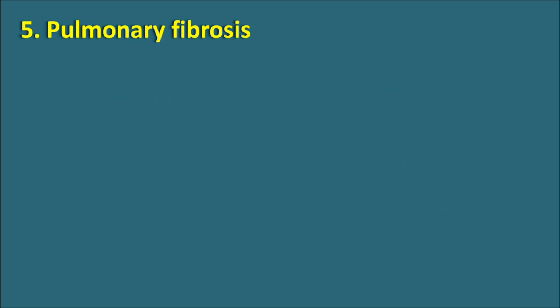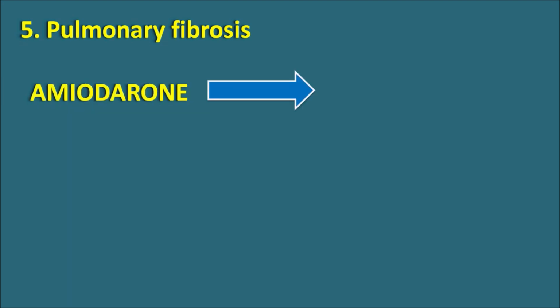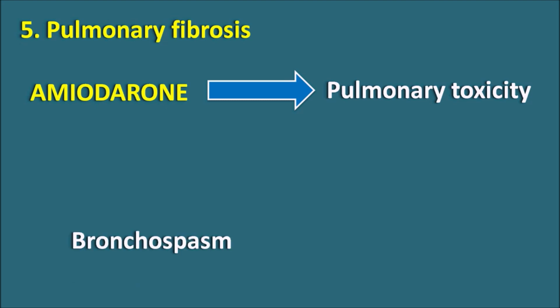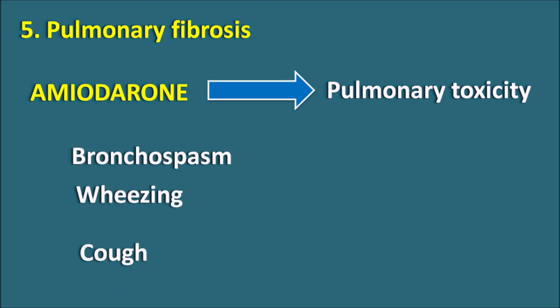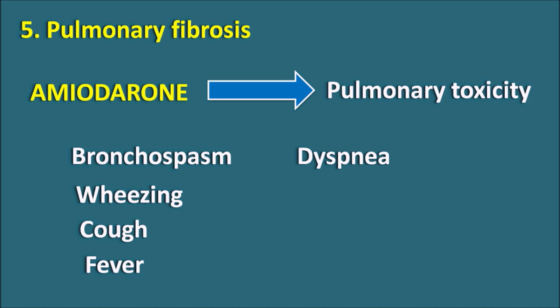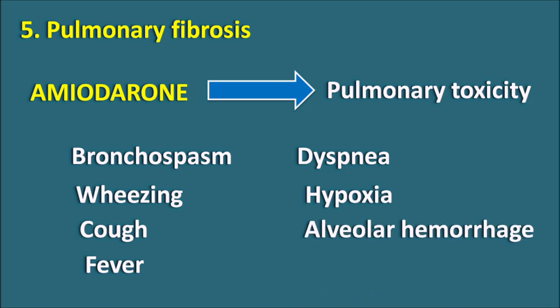Fifth one is pulmonary fibrosis. This is one of the important side effects of the amiodarone. This drug is going to increase the pulmonary toxicity, which may result in a few symptoms like bronchospasm, wheezing, cough, as well as this can also increase the body temperature resulting in fever, and other side effects like dyspnea, shortness of breathing, as well as hypoxia, lack of oxygen supply. And at toxic levels, it can also produce alveolar hemorrhage, which should be carefully monitored. So this is one of the important side effects of amiodarone, pulmonary fibrosis, which should be carefully monitored.